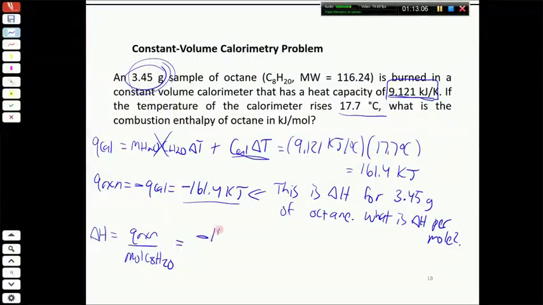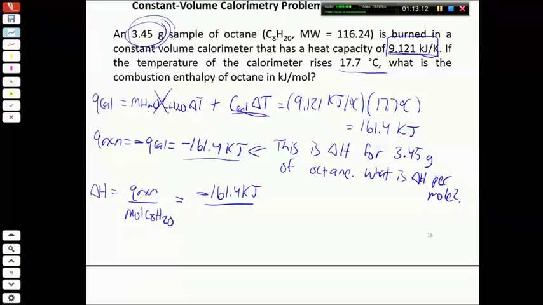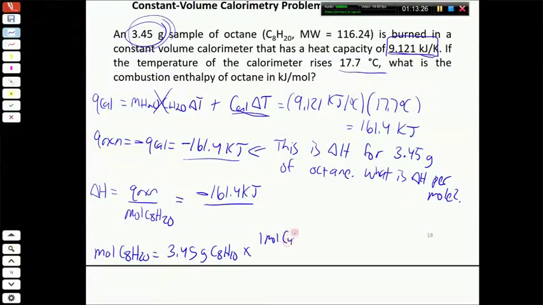So the heat of reaction we determined is minus 161.4 kilojoules. And now we just need to put the moles of substance in the denominator. And once again, moles of substance comes from the mass. We use 3.45 grams of octane, and we just divide by its molar mass of 116, which is given to us, to figure out how many moles that corresponds to. So this corresponds to 0.0297 moles. And so we put that number here.